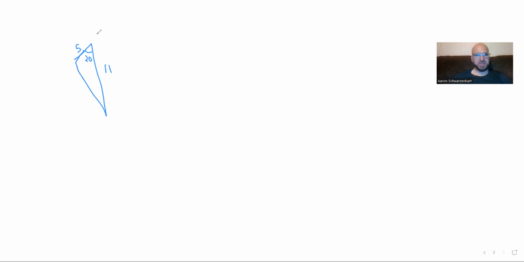So here's my angle. We're going to call it C. We'll call this side C. Oh, the book even called it that. I'm surprised. Usually I just label it what I want. So I'm looking at C squared equals 5 squared plus 11 squared minus 2 times 5 times 11 times cosine of 20. And when I work that all out, I get C equals 6.5.